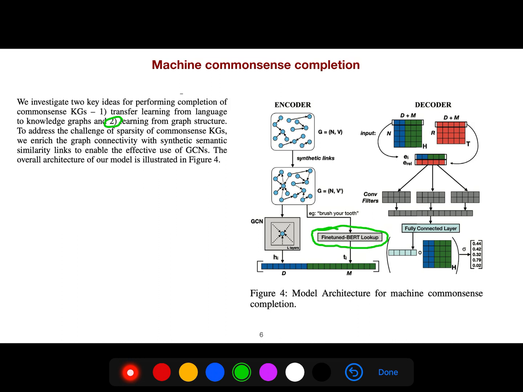So this is the architecture. First, there is an encoder, and it gives us synthetic links. Then we give it to graph convolutional networks, which I've explained in my playlist for GNN. And here we also use BERT, because, for example, "brush your teeth" can be encoded using BERT very easily. So we combine these two to have a better representation. Not only do we give each node to the graph convolutional networks, but also to BERT. For the decoder, we use convolutional filters and we get the probability for each of them.